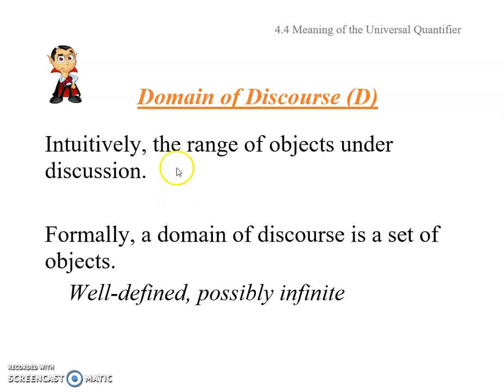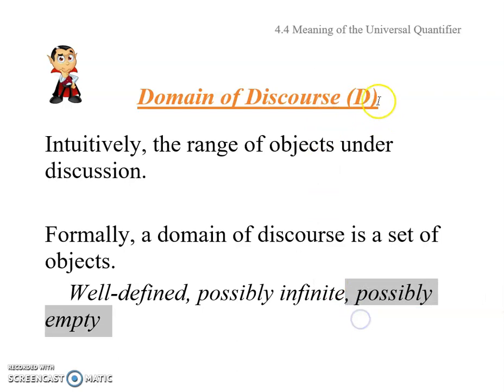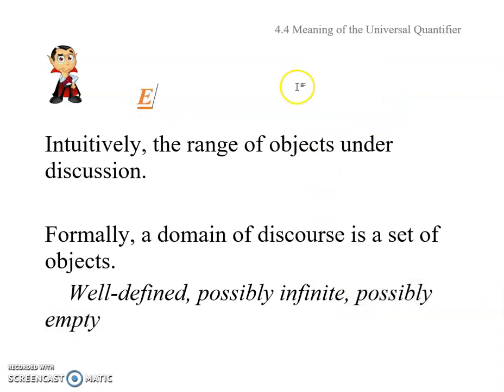We've said that intuitively the range of objects under discussion is the domain of discourse. And more formally, a domain of discourse is a set of objects. So we've been working with a set of like 3 or 4 objects to make the idea clear. We've specified that the domain of discourse has to be well defined. It has to be absolutely clear what's in there and what's not. And it could possibly have an infinite domain, such as all the positive integers. One final qualification: possibly empty. So what we're going to be talking about here are empty domains, all right?